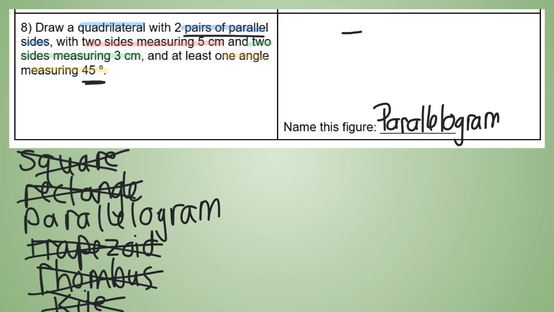And it would look something like this. 2 sides are 5, 2 sides are 3, top and bottom are parallel, left and right are parallel, and then I've got a 45 right there.